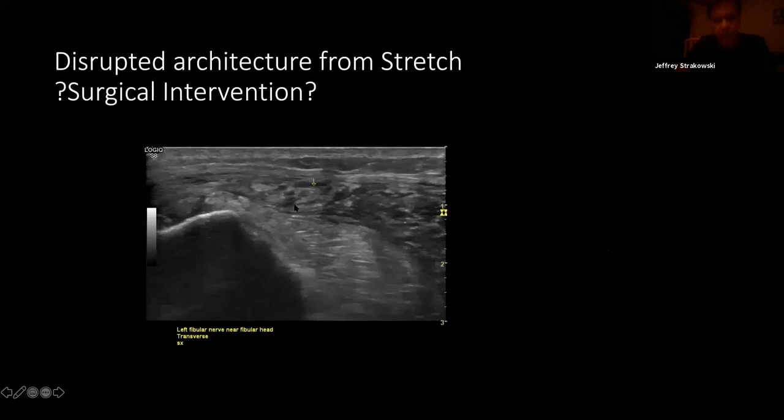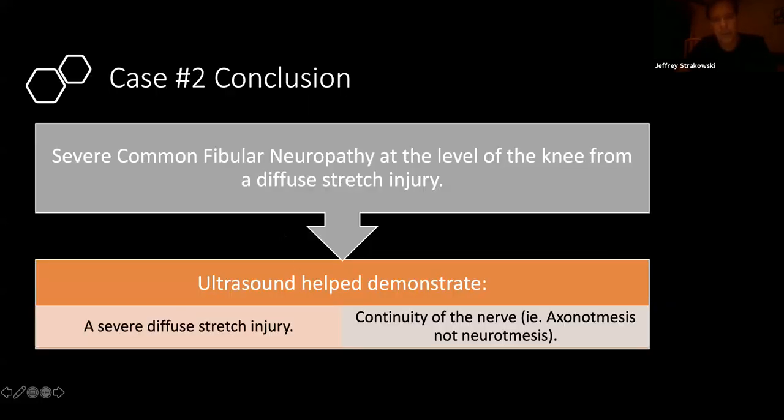And we look some more here, and we can tell that the architecture is preserved. So the question is surgical intervention. Most people say, well, we wait a little while and see if there's any potential recovery. And you could also intervene non-surgically, like with injection therapy, to try to help them out. But we understand that it's not a complete neurotmesis, it's a complete axonotmesis. We say complete because there's no electrophysiologic or clinical function within that nerve, but we see that it is in continuity from a diffuse stretch, okay? So that's what we concluded.